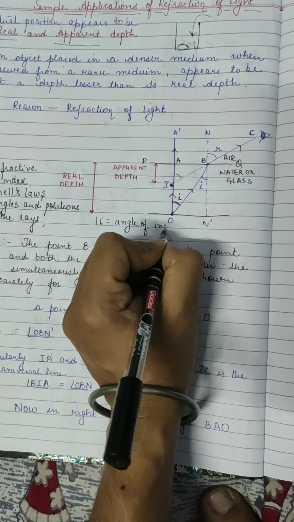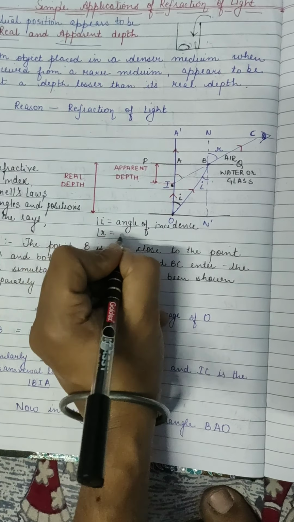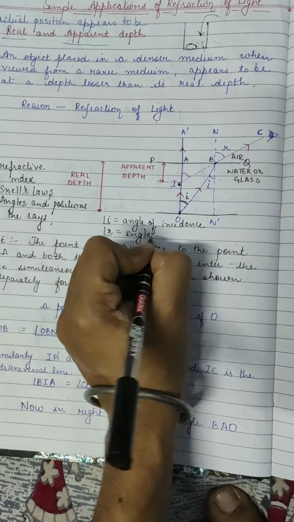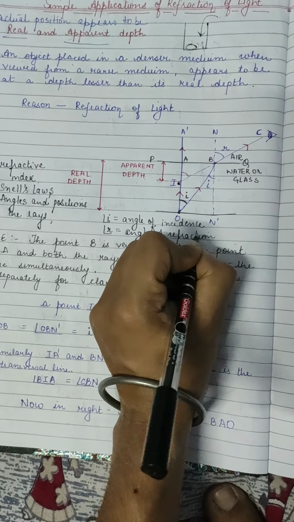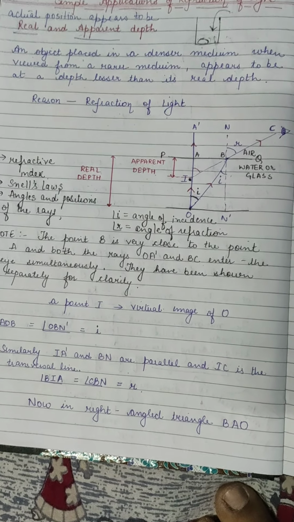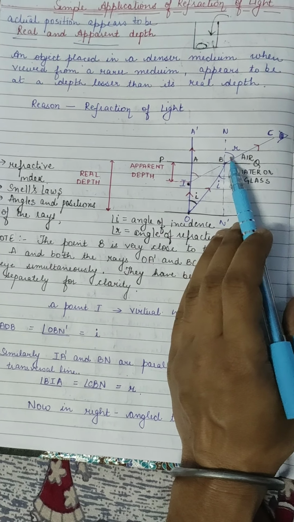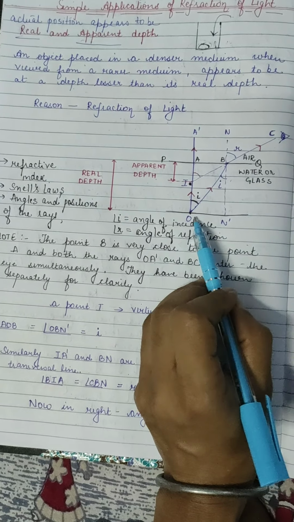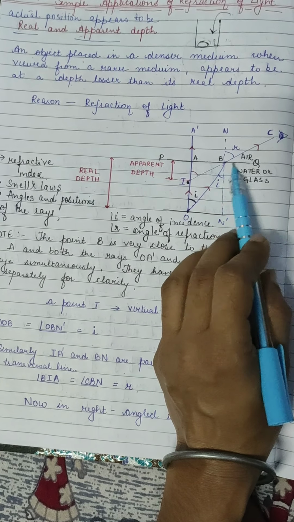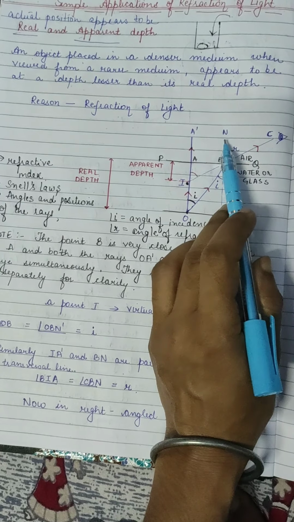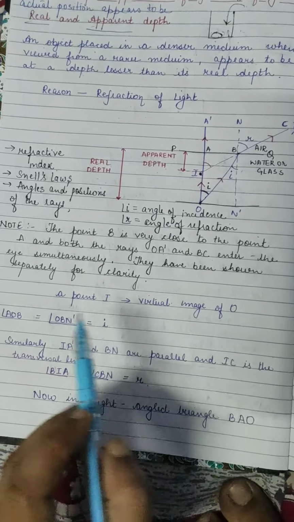Angle of incidence. And angle R is what? Angle of refraction. Okay, now see what we are having. Angle I, angle R, A dash till O, a ray of light, and here we are having OB, BC. Clear? This N and N dash are what? Normal. Fine.